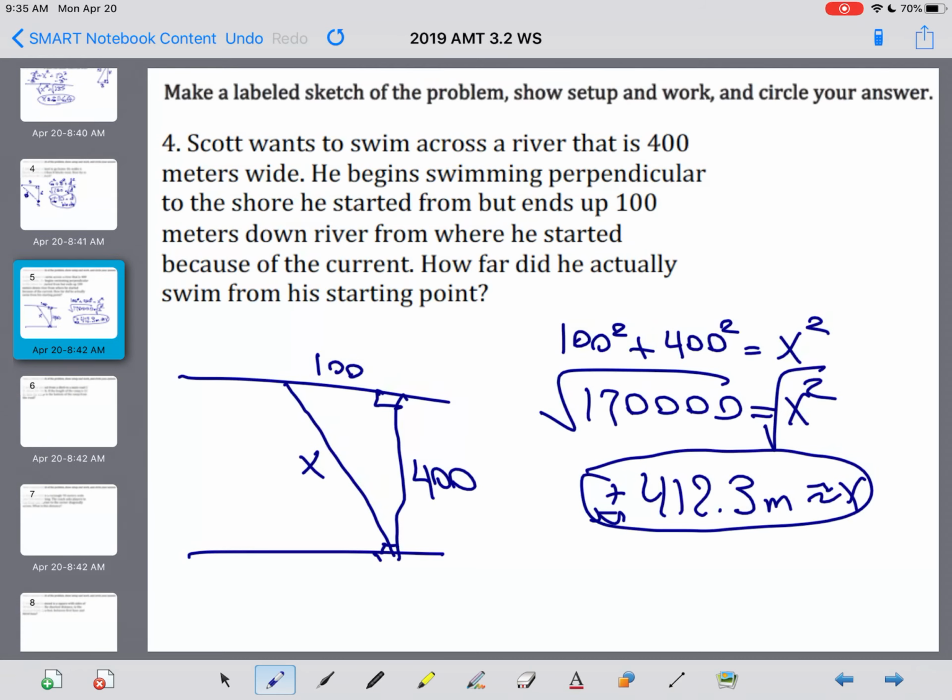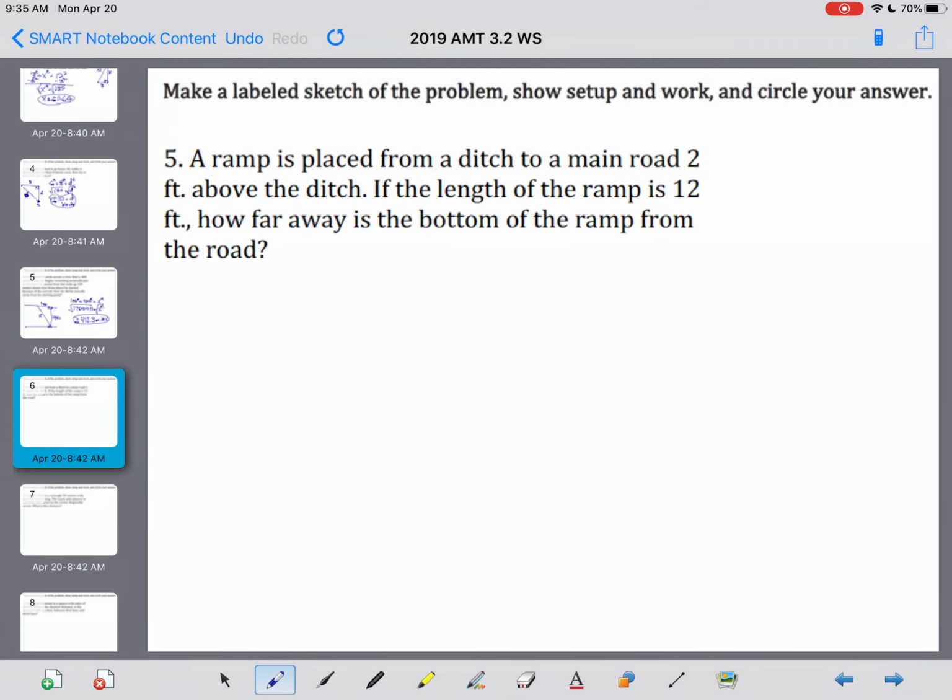So again, another nice rhythm going here. Sketch, decide on your situation, and set up your equation. A ramp is placed from a ditch to a main road 2 feet above the ditch. The length of the ramp is 12. So here's my 2 feet. My ramp is going to be the sloped part. And usually if we say it's above, it's directly above, perpendicular, right angle. How far away is the bottom of the ramp from the road? Okay, so we're looking right here.